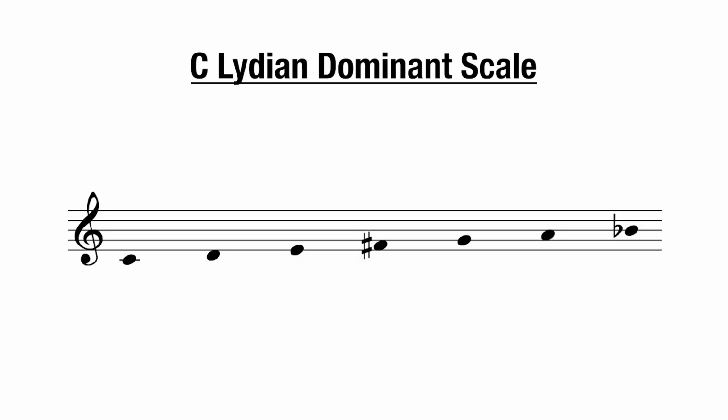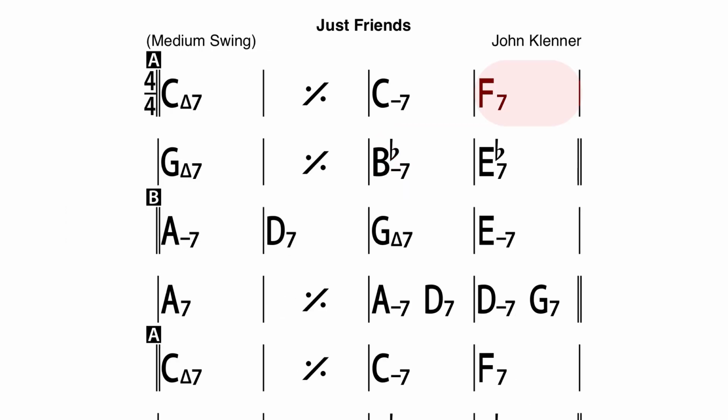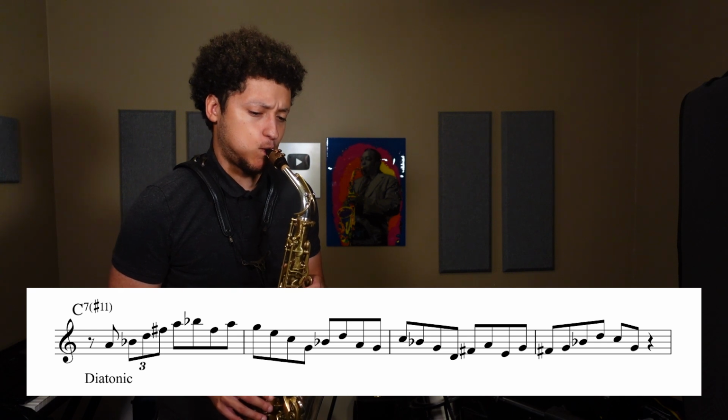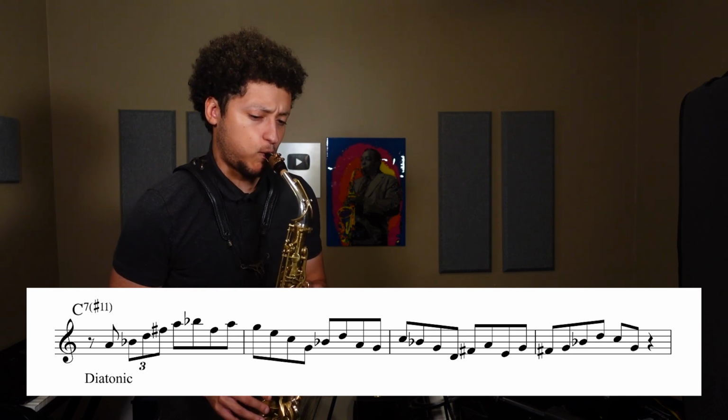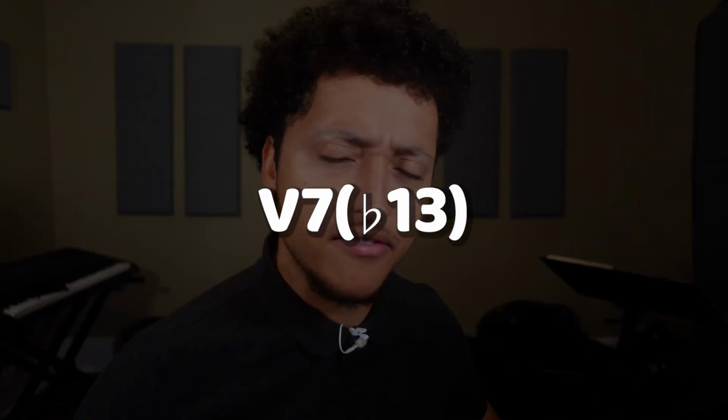This is typically the scale of choice on non-functional dominant chords, such as the flat 7 dominant 7 chord, which can be found in bars 7 and 8 in Cherokee, or in the 4th bar of Just Friends. Let's hear these notes in this lick one more time. Spectacular! That leaves us with one more dominant chord quality, the dominant 7 flat 13.